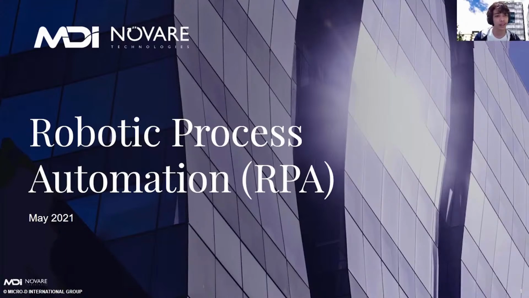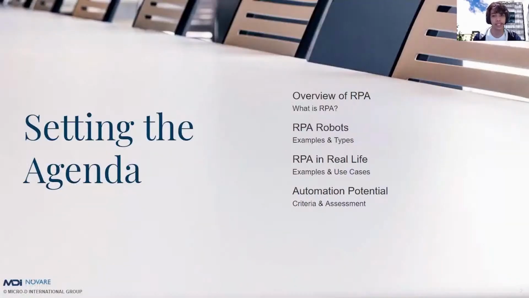So here are our agendas for today. The first one is an overview of RPA. Here, we will be able to define what RPA is. The next one is RPA robots, examples and types. Then RPA in real life, where we will give some examples and use cases. And finally, automation potential, which is the criteria and assessment to define the automation potential of a process.